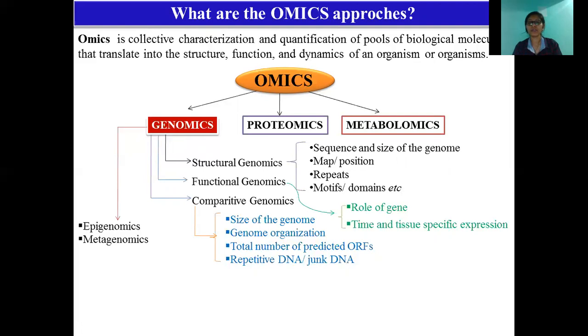Here the genomics is again divided into three different branches. First one is structural genomics, second one is functional genomics, and third one is comparative genomics. In structural genomics, you identify the sequence and the size of the genome by using various next generation sequencing technologies which are available nowadays. Then you can identify the map position of that gene.